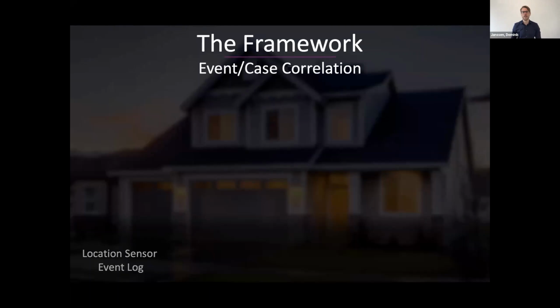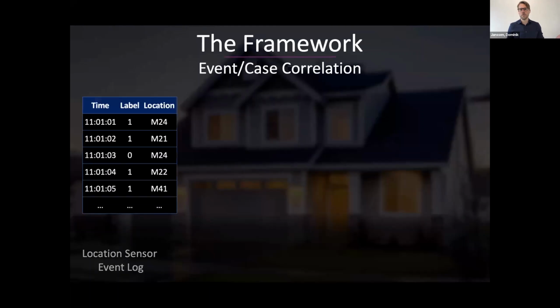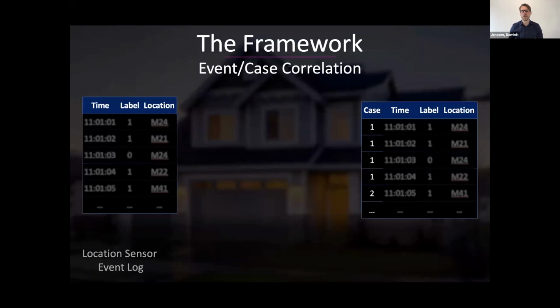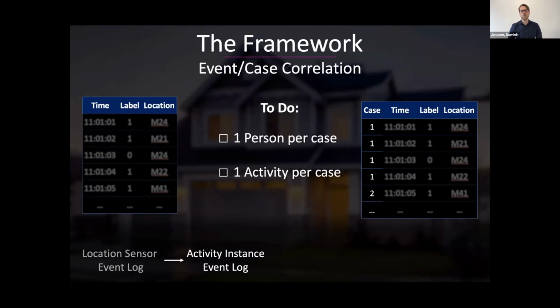Next up is the event case correlation. We have the location sensor event log, and from there we want to associate cases with it. And we end up with an activity instance event log. How do we do that? There's a to-do list we need to take care of. We want to make sure that there's only one person per case, and only one activity per case. Why is it so important that there's only one activity per case? Well, we later want to cluster those cases, and if there are multiple activities in one case, we might run into a problem. So we want to make sure that there's only one single activity in each case.